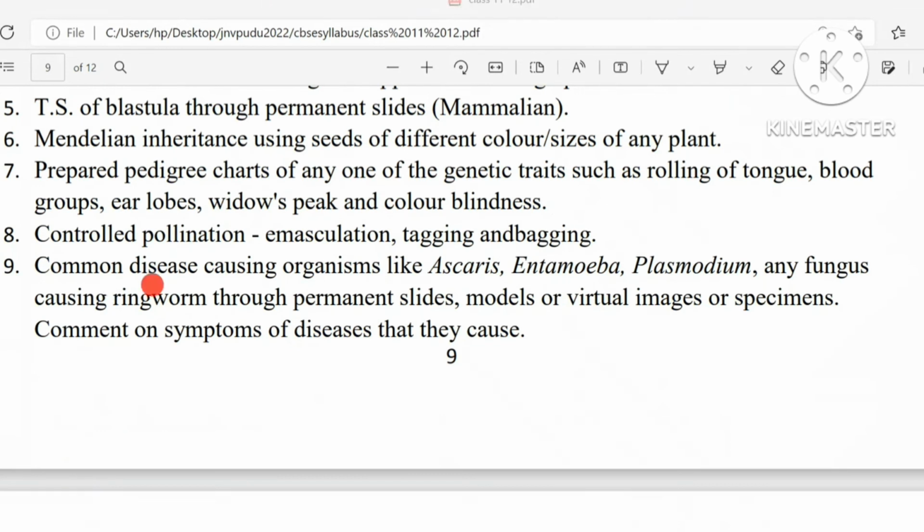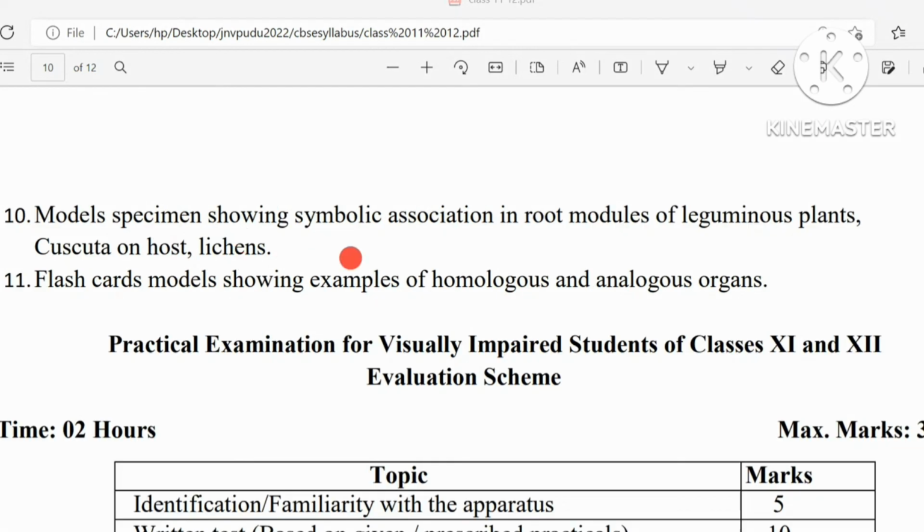common disease-causing organisms like Ascaris and Amoeba, Plasmodium, like that. So from all these experiments, 7 spotters will be there, of which you will have to learn the features, identify and learn the features. Model specimen showing symbiotic association root nodules of leguminous plants, flashcards or models showing examples of homologous analogous organs. So all these will be written as spotters.